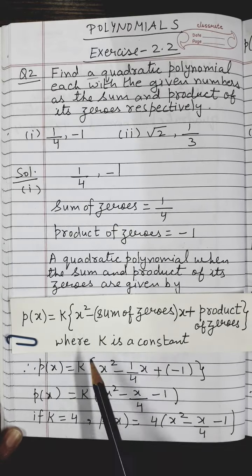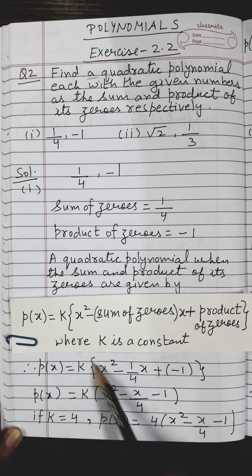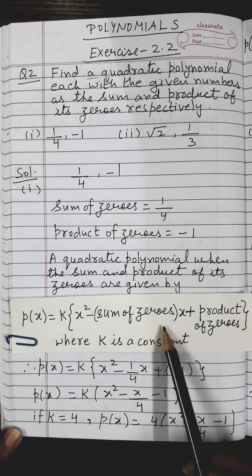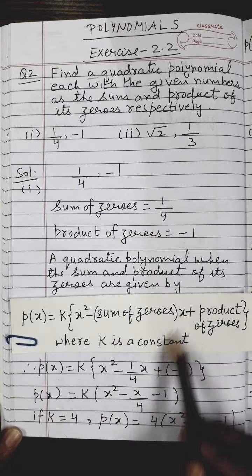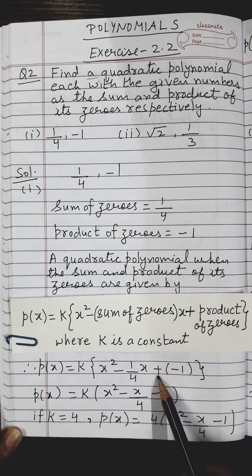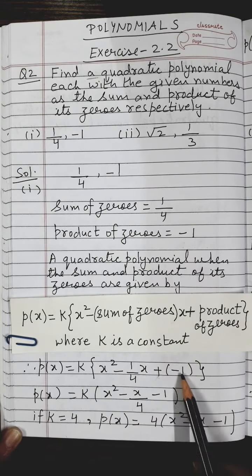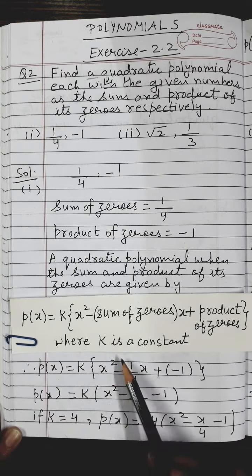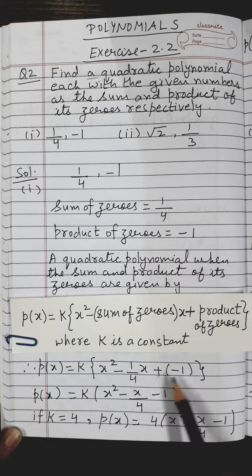So let us come to the left side. This is p(x) as it is equals k bracket x square minus sum of zeros, how much is it given, 1 upon 4. So simply pick from here, write 1 upon 4 bracket close into x plus product of zeros, it is also given in the question, that is minus 1. So in the bracket I write minus 1, this is bracket close. Now left side p(x) equals right side k bracket x square minus 1 upon 4 into x, this gives you x upon 4, plus into minus gives you minus, so minus 1 bracket close.